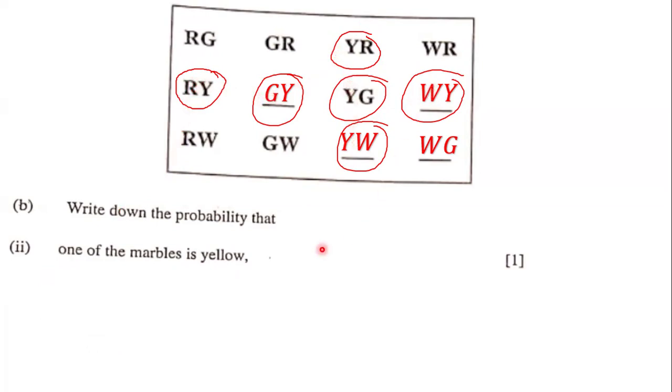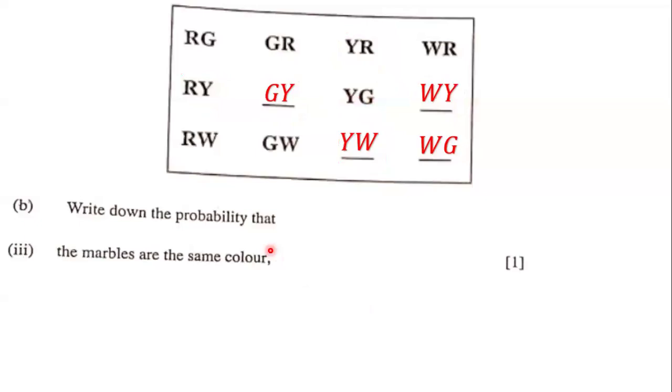So 6 times. So it's going to be 6/12. It's 6 because there are 6 times that we have a yellow inside of one of our outcomes, either first or second. And it's 12 because there are 12 outcomes. So it's going to be 6/12. So the probability that one of the marbles is yellow is going to be 6/12, which is 0.5.